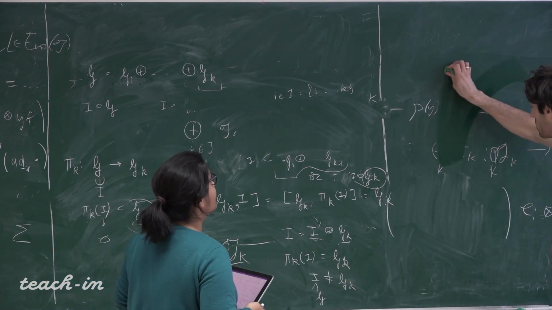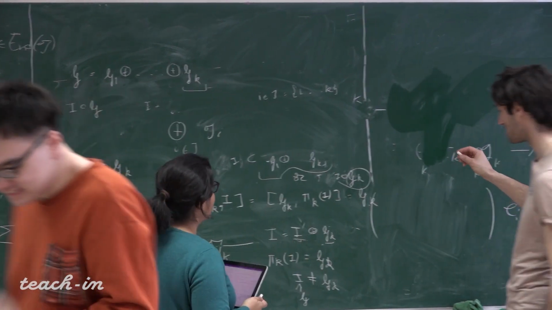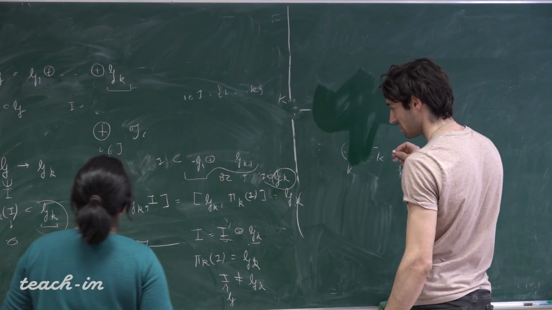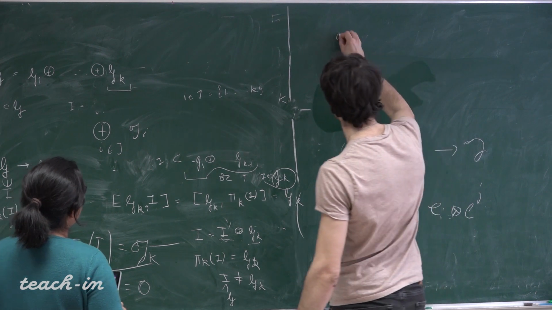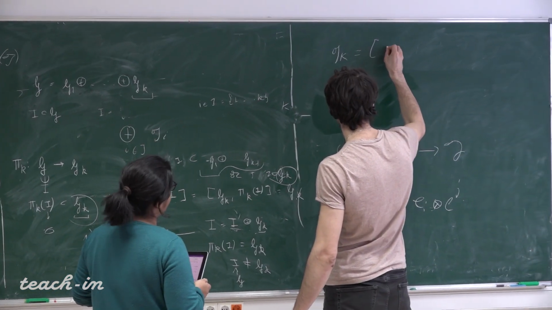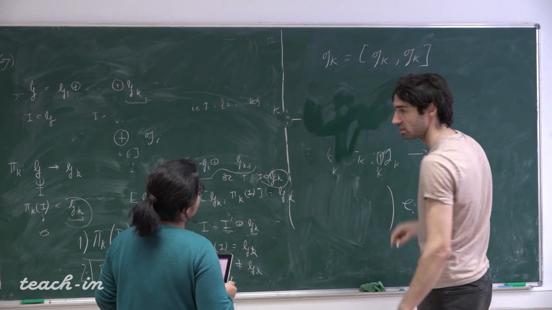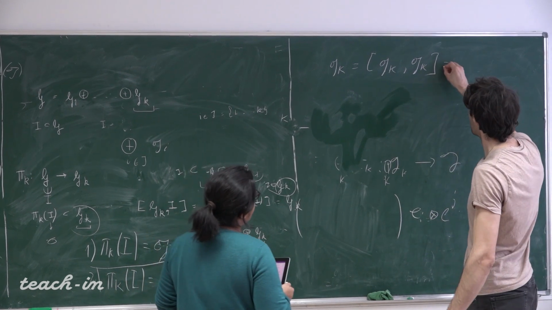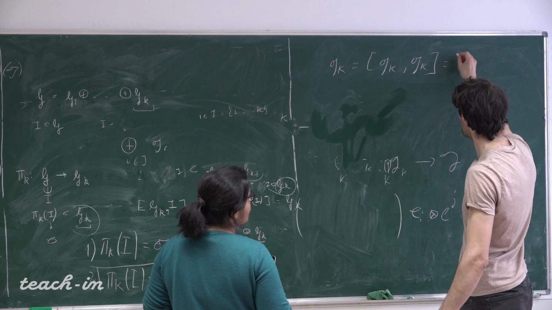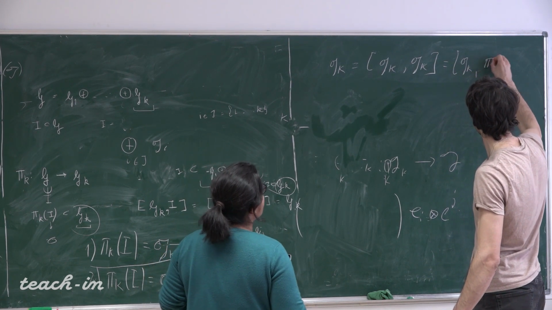Let me write. Maybe we'll need this. But why is this true? So I have GK. It's simple, therefore I can write this down like this. Now GK equals pi K of I. So therefore it's GK with pi K of I.